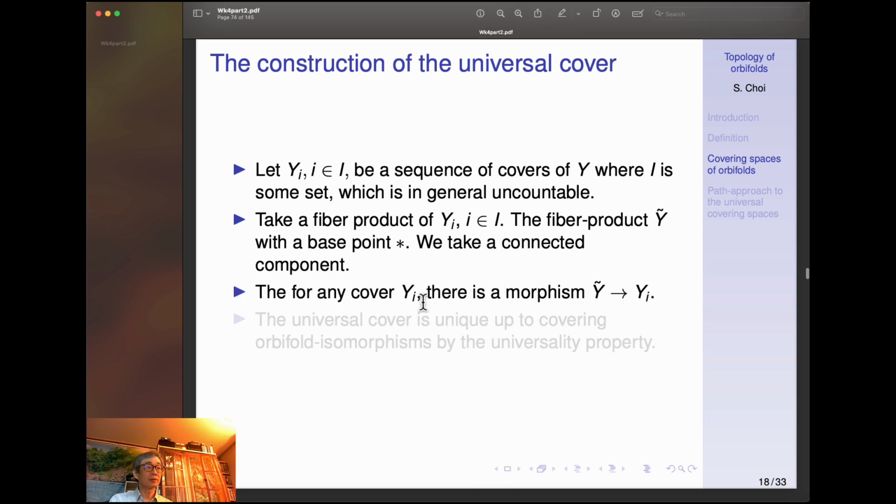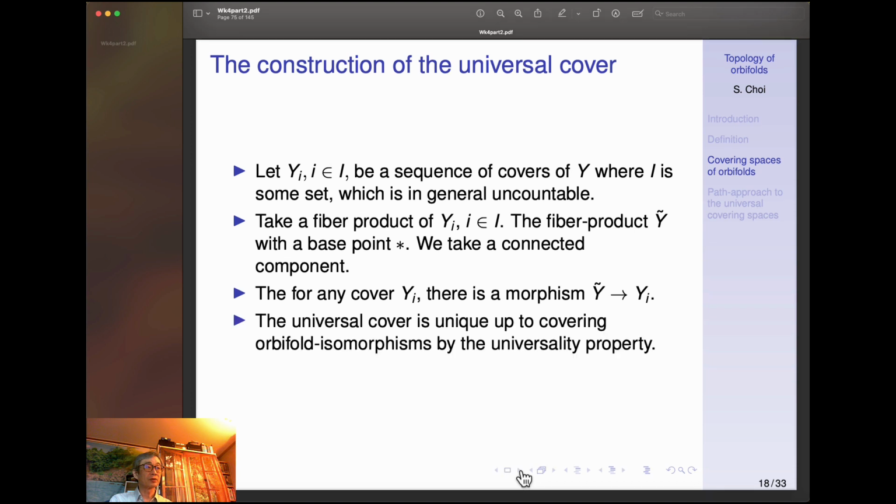Then for any cover Y_i, there is a morphism, because this Y_i is in the list, so you can project to the cover. So the universal cover is unique up to covering isomorphism because of the universality property, because it will have to appear in this list, so there will always be a map from this Y tilde to there. So then the uniqueness will follow from that.